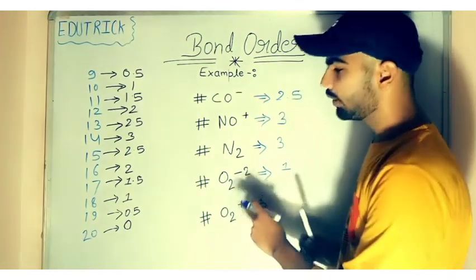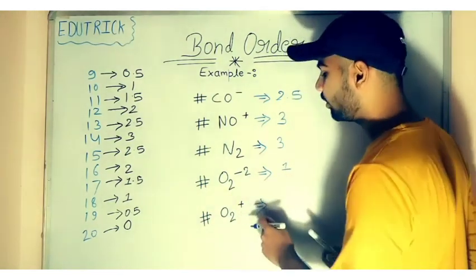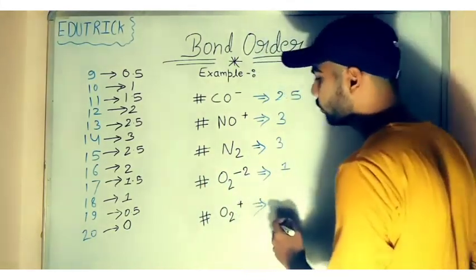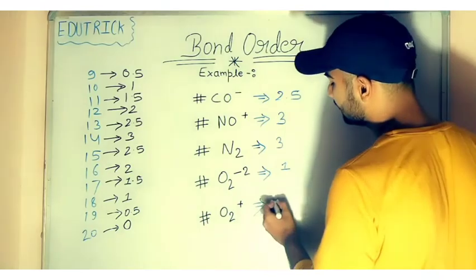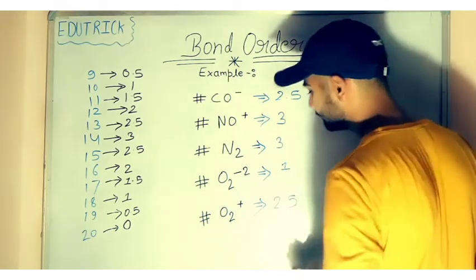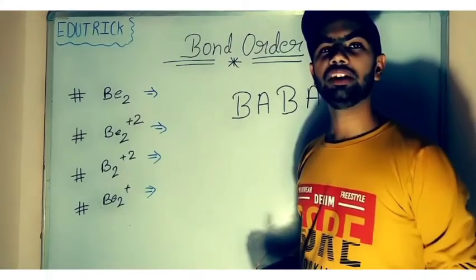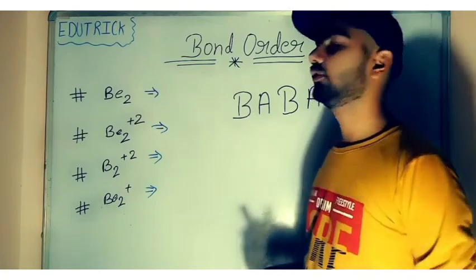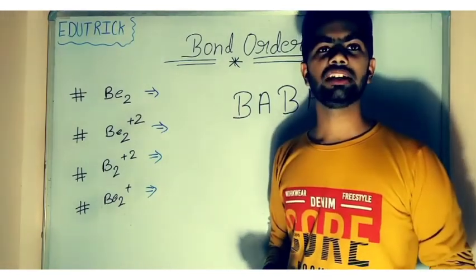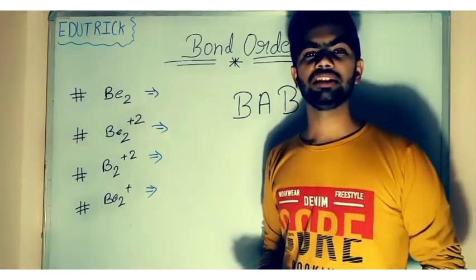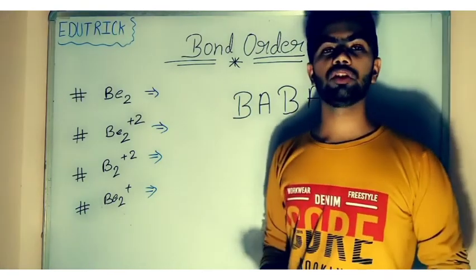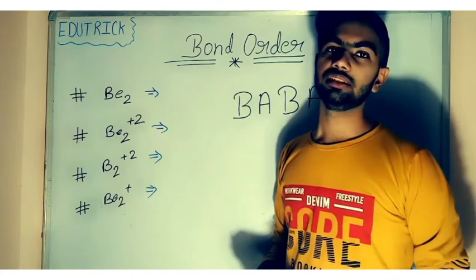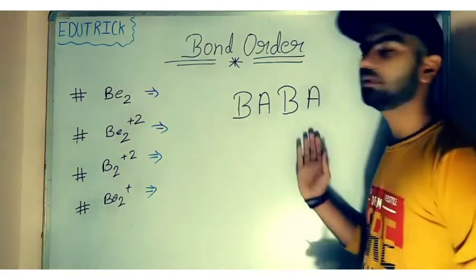And O2 plus has a total of 15 electrons, so 15 stands for 2.5, so the bond order of O2 plus is 2.5. So we have learned about the bond order of diatomic molecules containing electrons between 9 to 20. So what about diatomic molecules having electrons less than 9? So we have a trick known as the BABA trick.